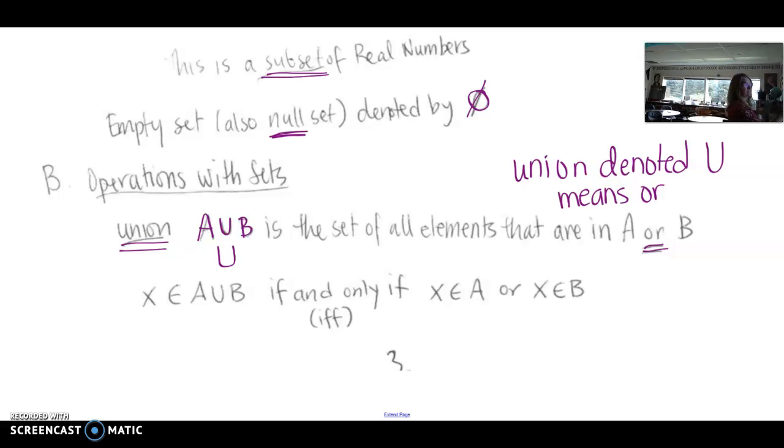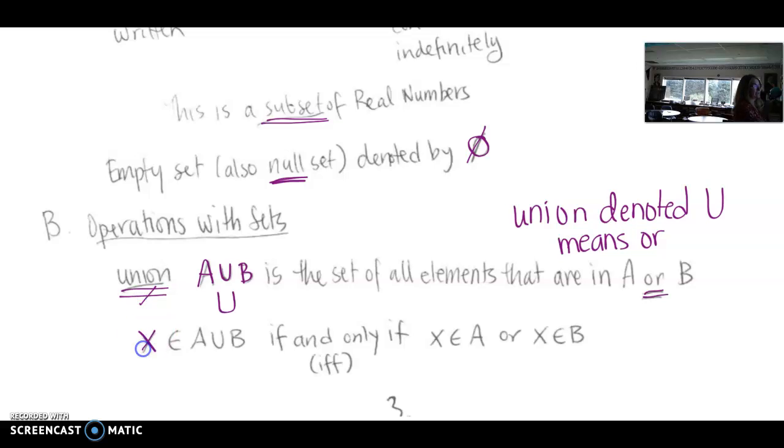So this is some notation here. If you have X, remember what this symbol is? It means that it is an element of either A or B. So X is an element of A or B if and only if, which can also be abbreviated like this, iff, X is an element of A union B if and only if X is in set A, or X is in set B. It can be in either one of those.